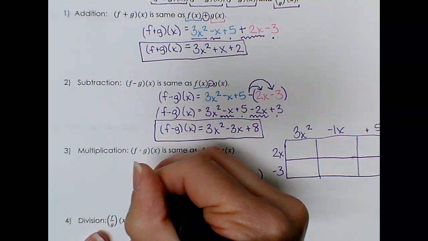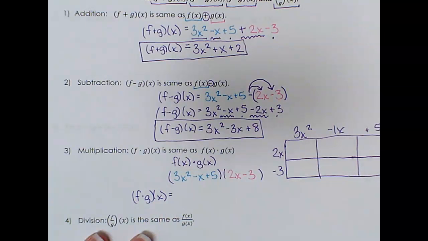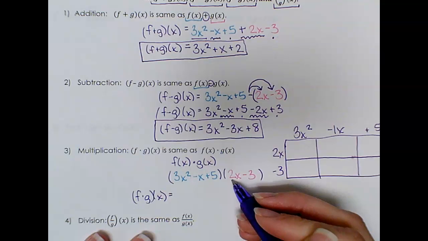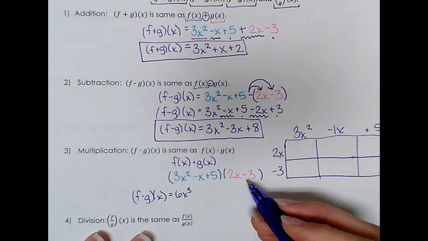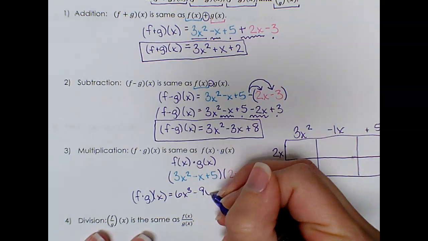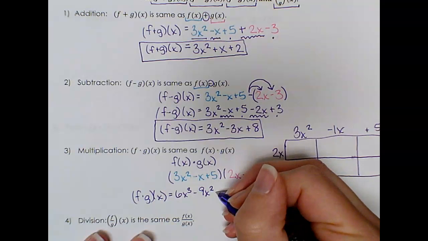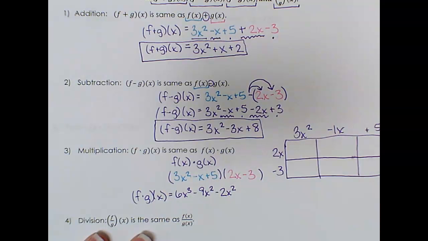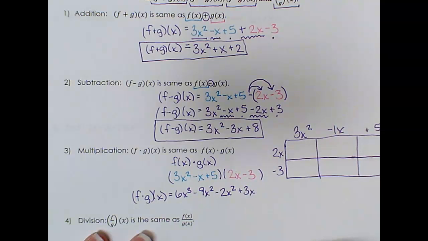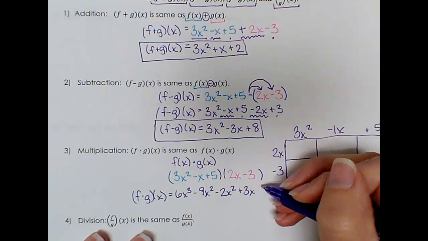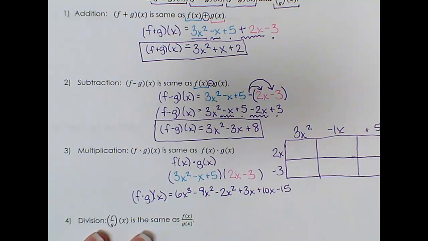I am going to find f times g of x by doing distributive property. So 3x squared times 2x is 6x cubed. 3x squared times negative 3 is negative 9x squared. Next term, negative x times 2x is negative 2x squared. Negative x times negative 3 is plus 3x. Next term, 5 times 2x is 10x. 5 times negative 3 is negative 15.